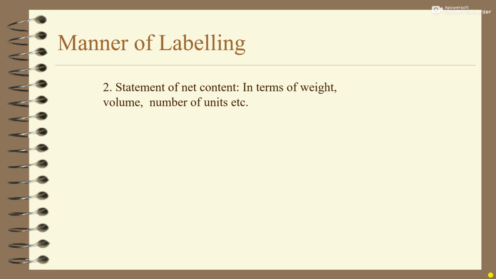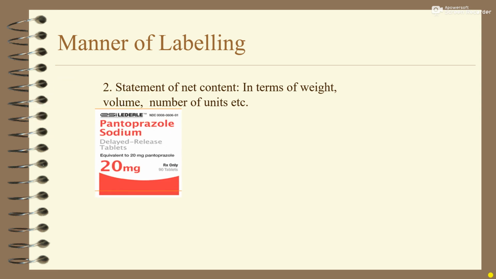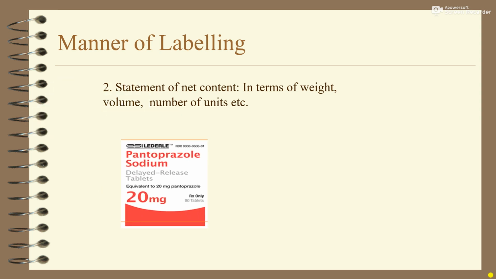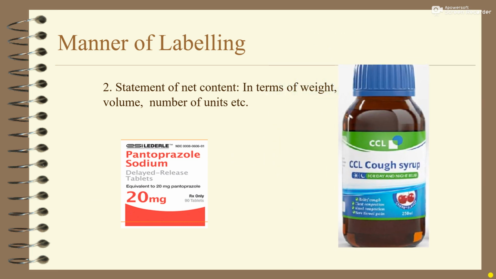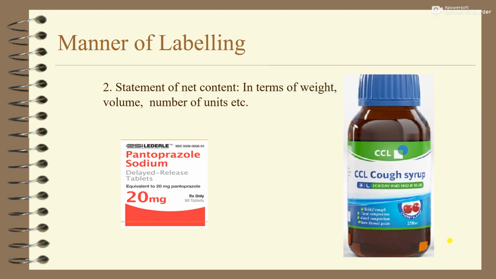The second thing is the statement of the net content in terms of weight, volume, number of units, etc. The net content should be mentioned properly over the label. Here are the examples. Net content in terms of weight, volume, and the number of units, etc. should be properly mentioned over the label.